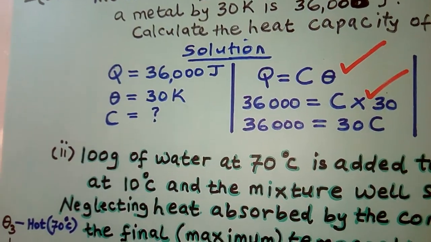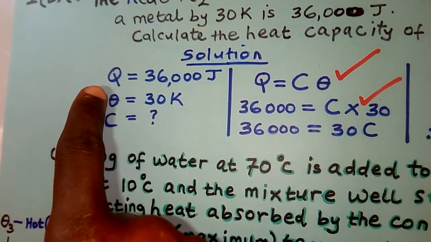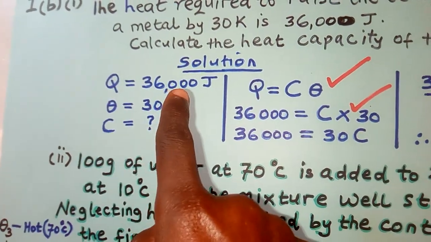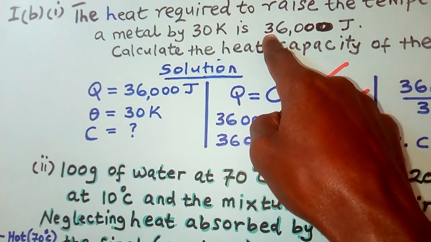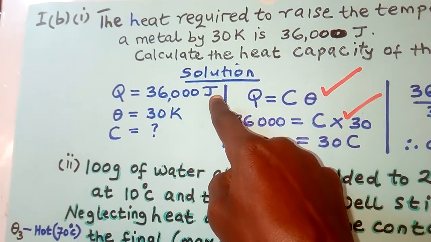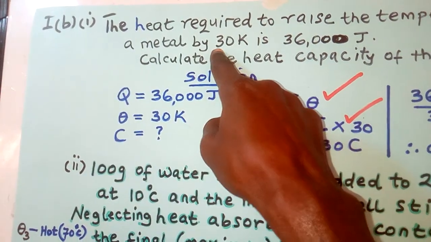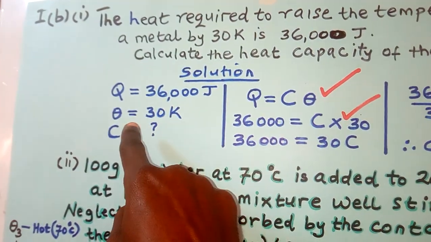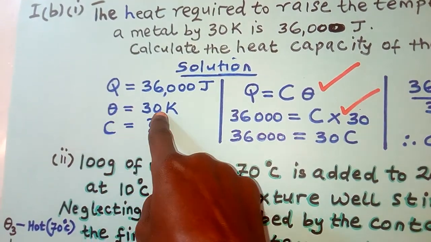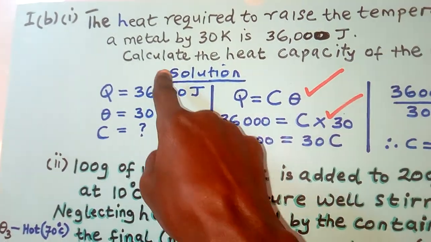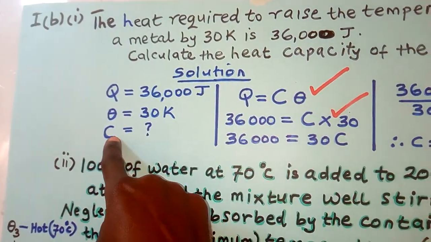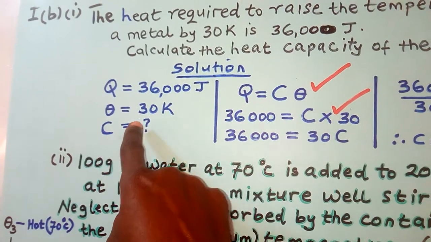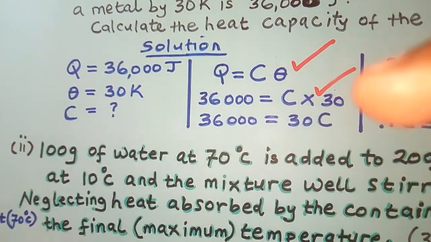So they have already given us the heat. We shall use Q to represent heat. The amount of heat is already given here in joules, 36,000. Then there is 30 Kelvin, that is the temperature, theta, representing temperature, 30 Kelvin. And the question is calculate the heat capacity. For heat capacity we use capital C, so it's under question mark.